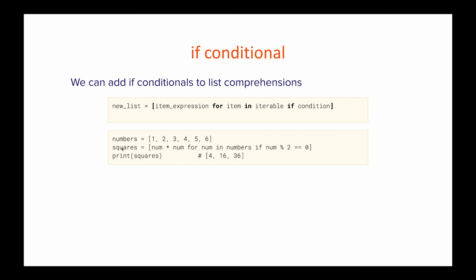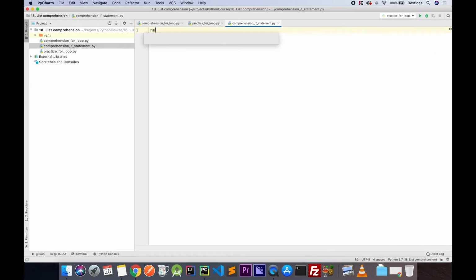We are producing a list of squares for numbers that are even. Okay, so out of the list that we have here, we are only selecting the even numbers and we are producing a list of the squares. Okay, so easy enough. Let's go ahead and put that in our code. So numbers equals 1, 2, 3, 4, 5, 6. Of course, we could use a range for that, but that is what we're using here.